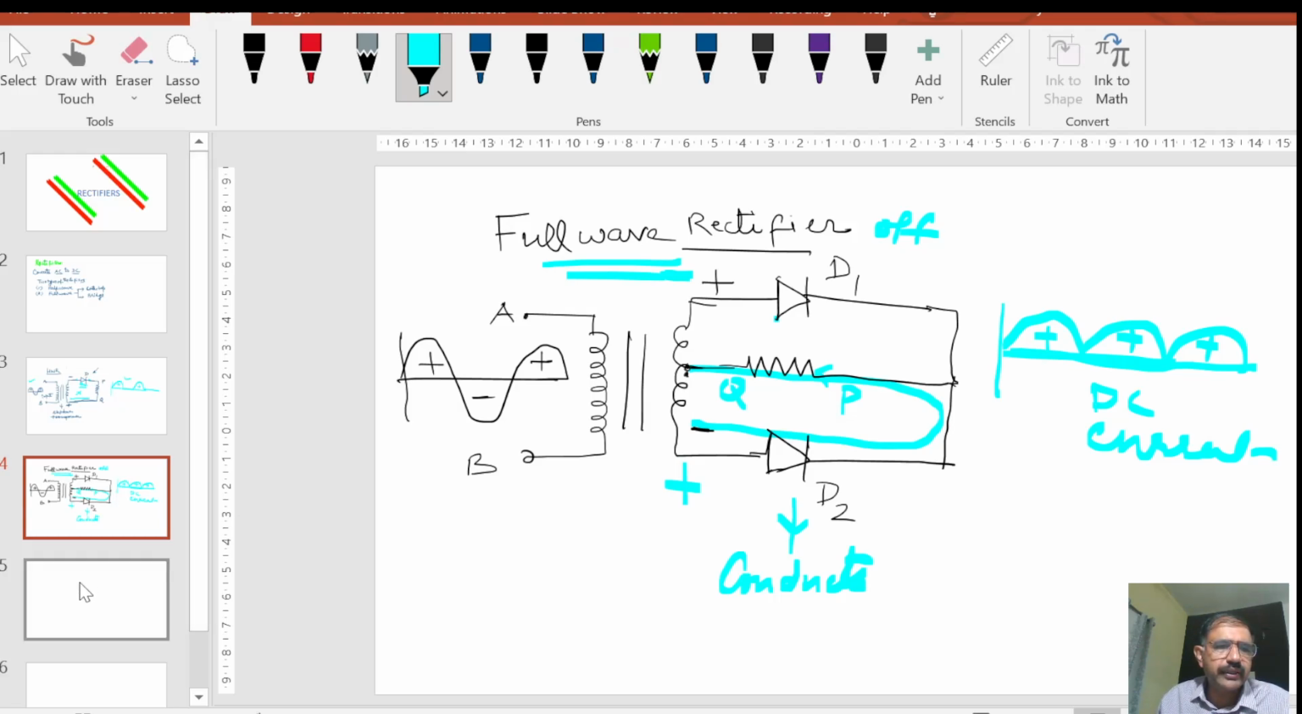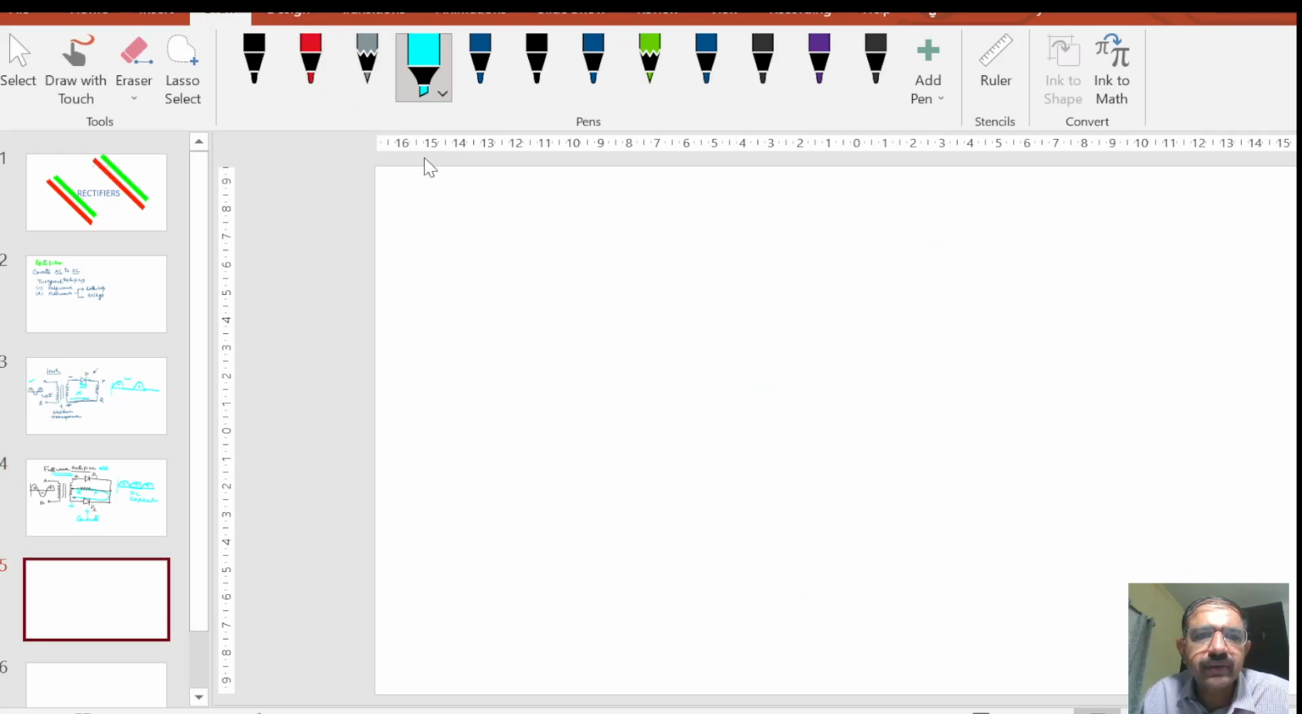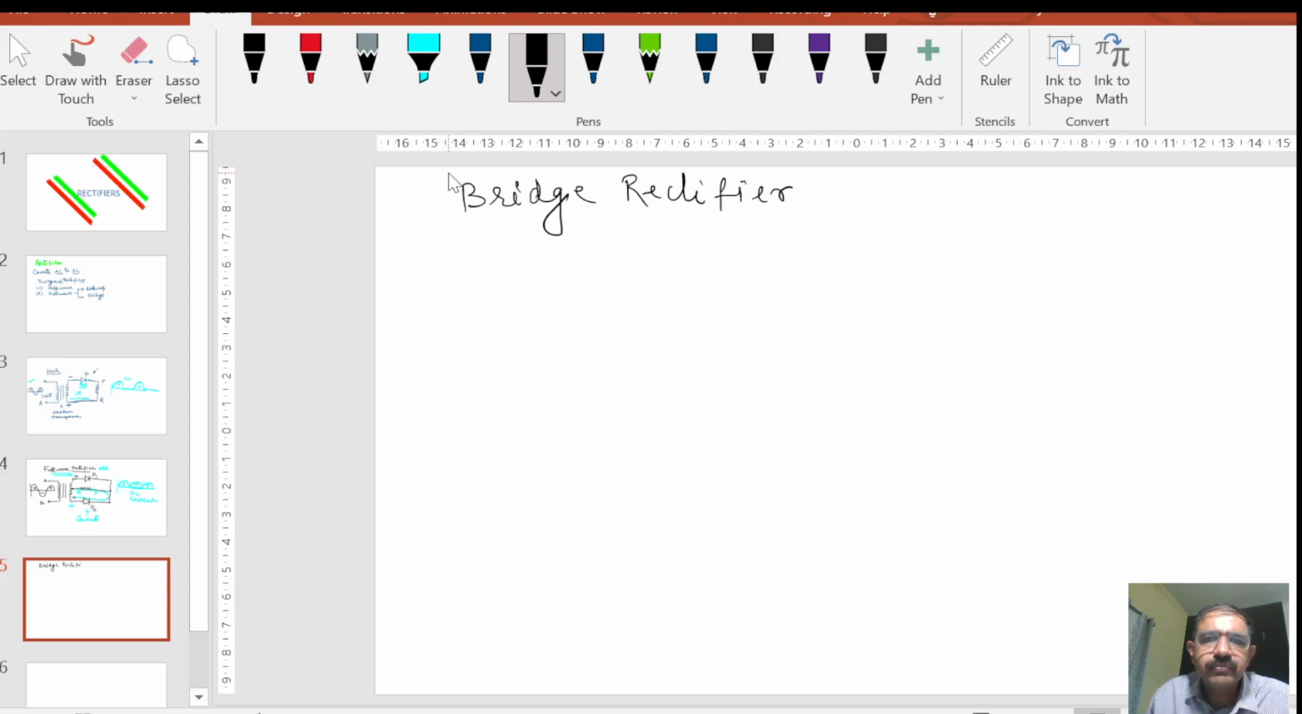Now comes the next one, the bridge rectifier. What is a bridge rectifier? In a bridge rectifier, basically we use 4 diodes. So what is the circuit of a bridge rectifier? Again we use a step down transformer. This is my step down transformer.